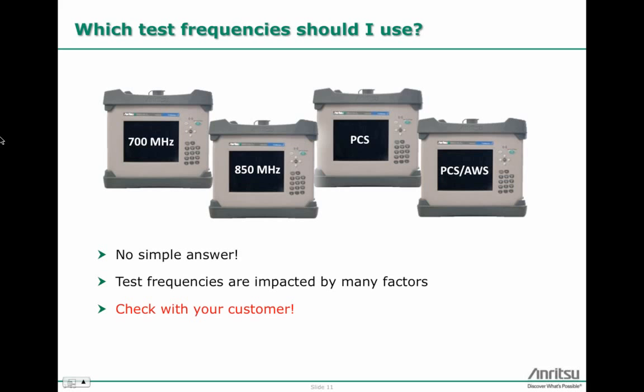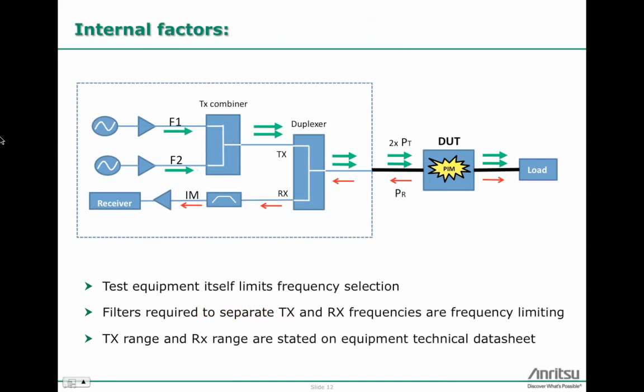But also, I'd like to say that most PIM test equipment manufacturers, as a default or factory reset, will have frequencies that are appropriate for the band that you're testing. Once again, always check with your customer, but if you get confused and are looking for something that's safe, generally the factory default values for a given band are going to be a safe bet.